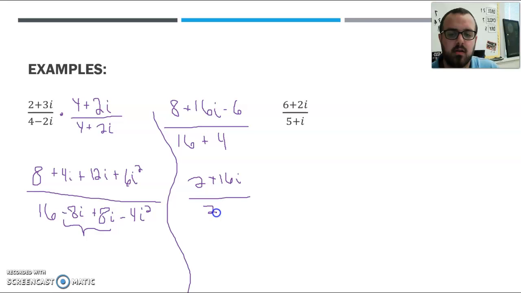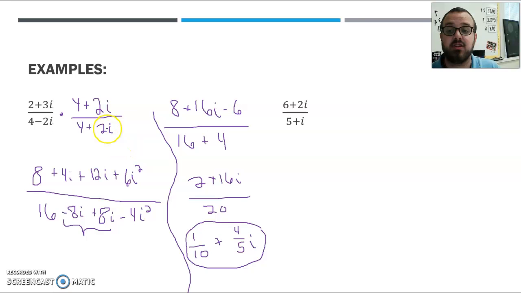over 20, which we want to write like a complex number, so we're going to split this fraction. We're also going to simplify. So I'm going to get 1 over 10, right? 2 over 20 is 1 over 10, plus 16 over 20, let's see, that would be 8 over 10, which would be 4/5 i. And that would be my final answer. So basically, we multiply by that complex conjugate in the numerator and the denominator. That'll make your i term disappear in your denominator. And then you go through and simplify as much as you can until you get to that answer.